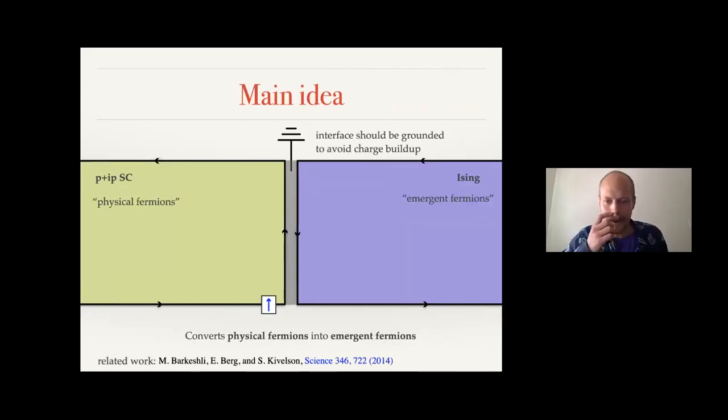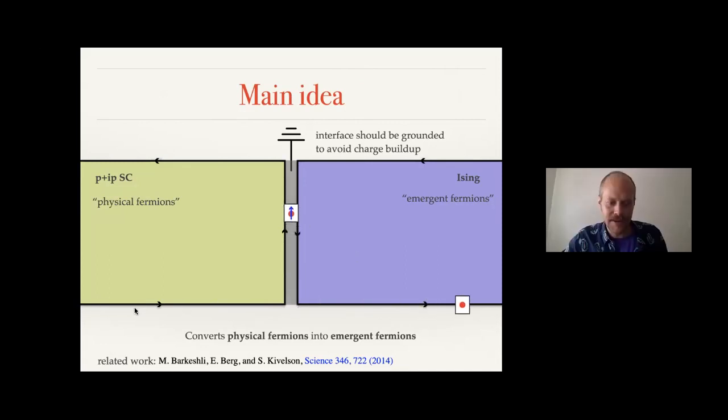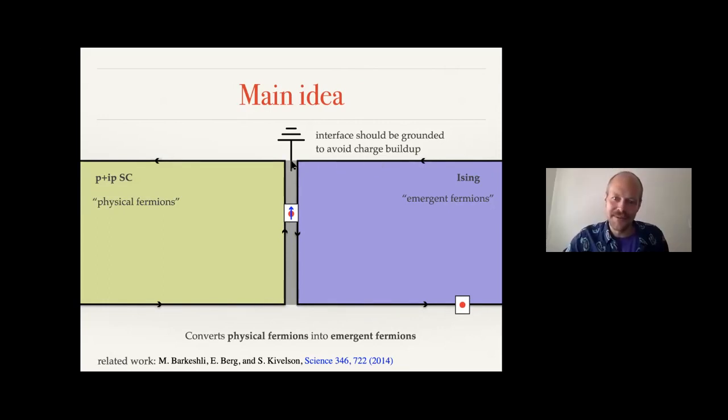Okay. So I'm just trying to see whether the logic is just one-way flow, or whether it actually works both ways. Yeah, you can turn emergent fermions into physical fermions as well.